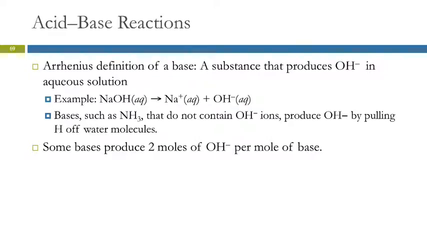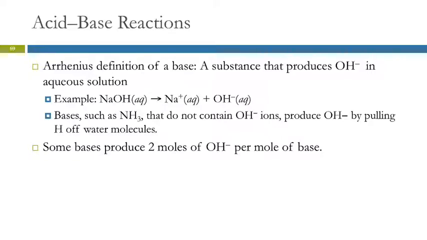What's an Arrhenius base? It's a substance that produces hydroxide ions in aqueous solutions. So the ones we're most familiar with are things like sodium hydroxide. It's a soluble metal hydroxide. It dissociates, it dissolves, forms hydroxide ions. But there are other bases, like ammonia, that are bases. They do produce hydroxide ions in solution, and yet they don't even have hydroxide in them.